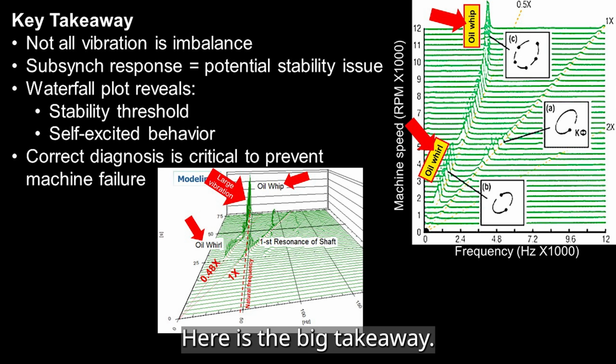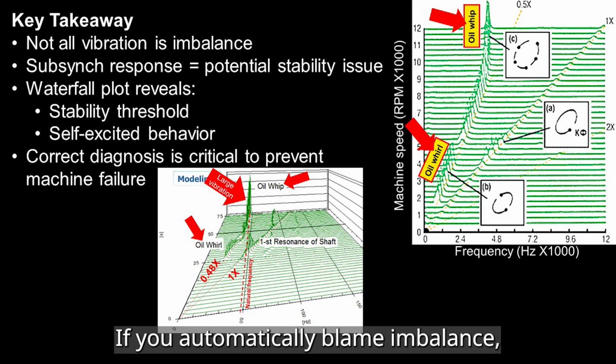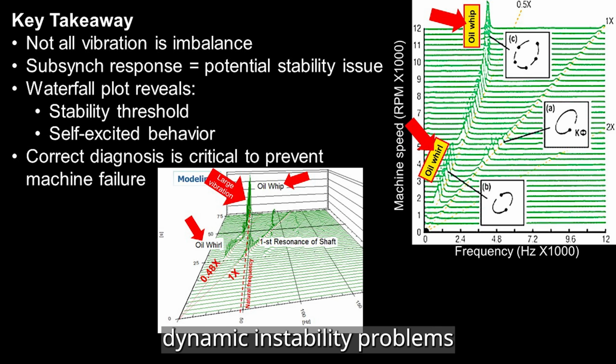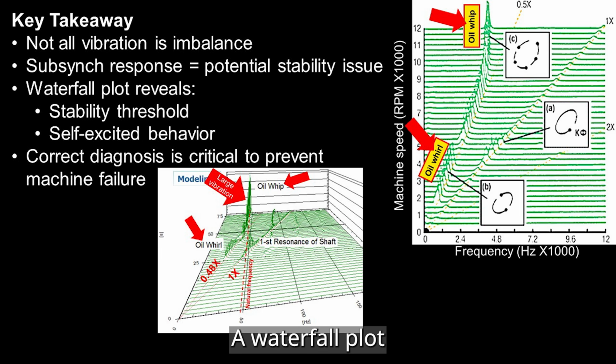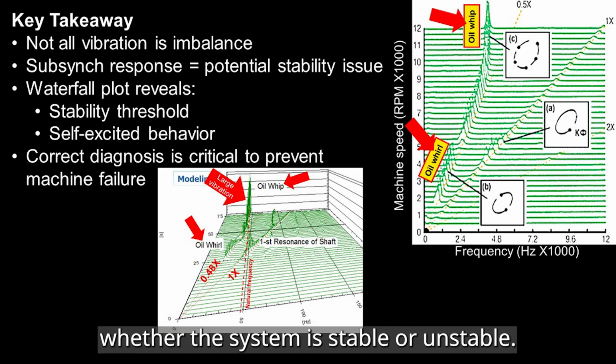Here's the big takeaway. Not all vibration is imbalance. If you automatically blame imbalance, you will miss rotor dynamic instability problems. And instability problems can destroy machines. A waterfall plot is not just a pretty 3D picture. It tells you whether the system is stable or unstable.